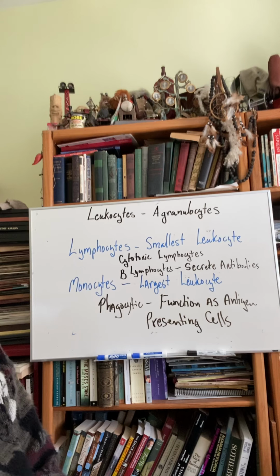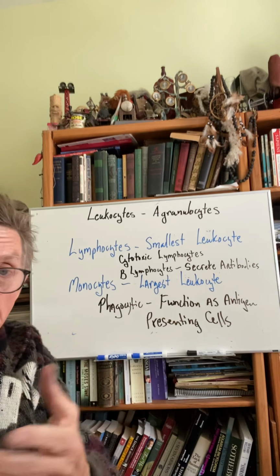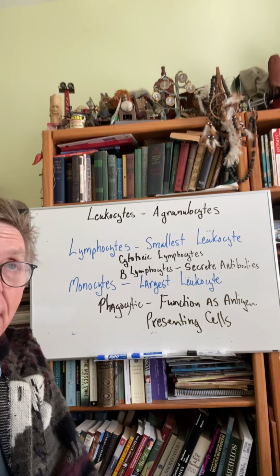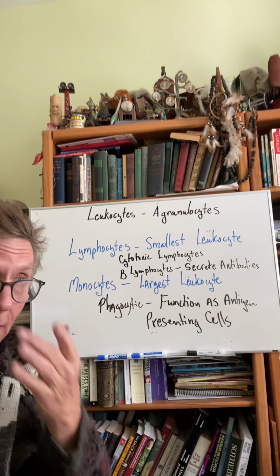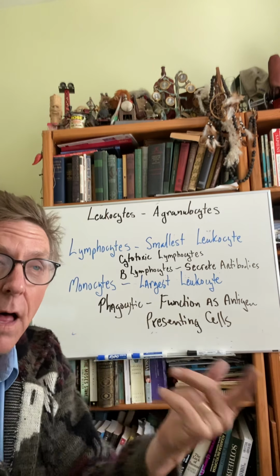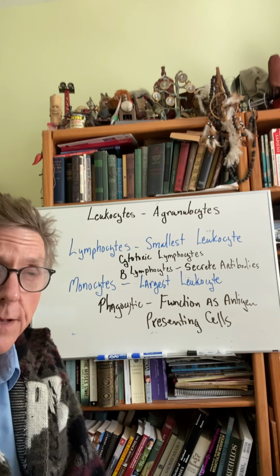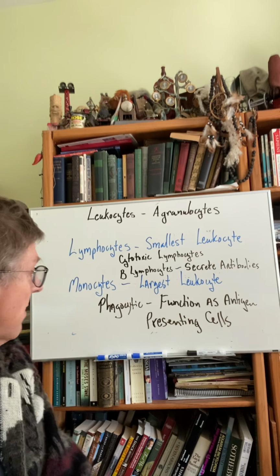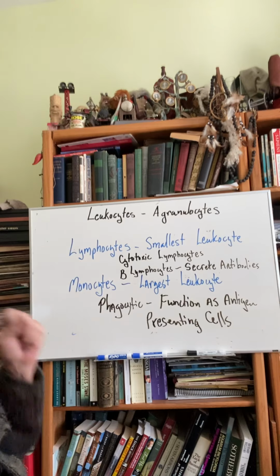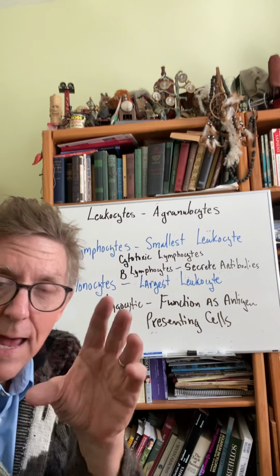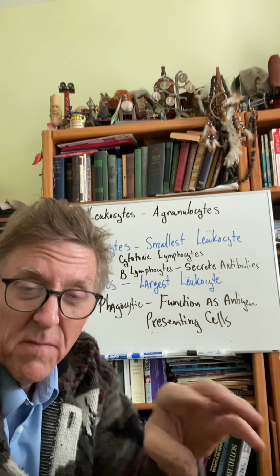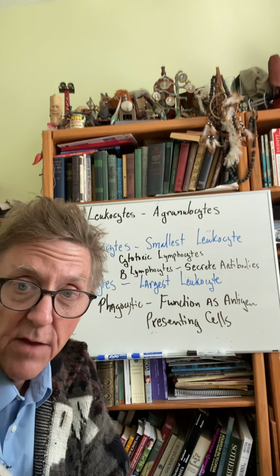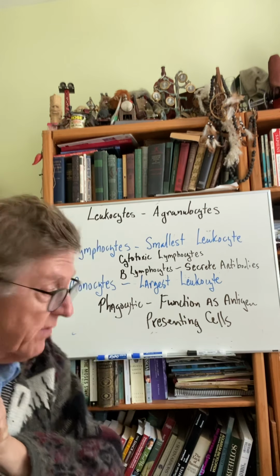Monocytes are like 2.5 times larger. That's one of the ways you can distinguish them when you look at them under the microscope: they're more than twice the size of other red blood cells or leukocytes. So the lymphocytes, they're the smallest, and they look like a cell without any cytoplasm. You almost see no cytoplasm in these. All you see is the nucleus.